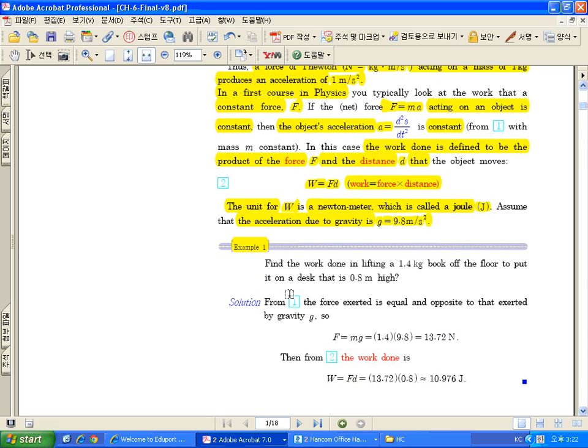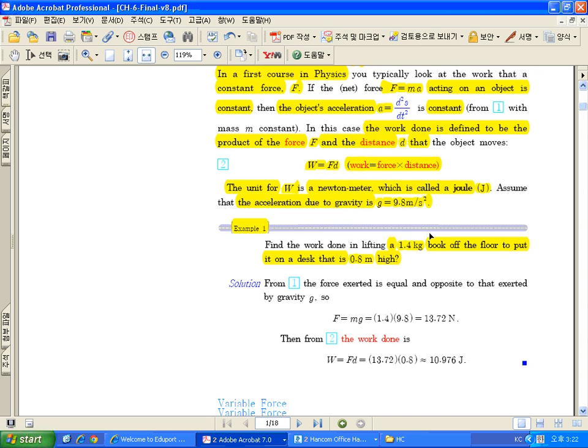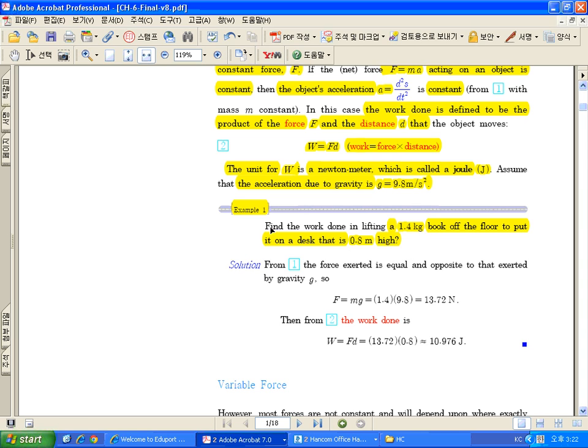First example: find the work done in lifting a 1.4 kilogram book off the floor to put it on the desk that is 0.8 meter high, like this. Lifting a book from the floor onto the desk. Then, how much work is needed to do the task?